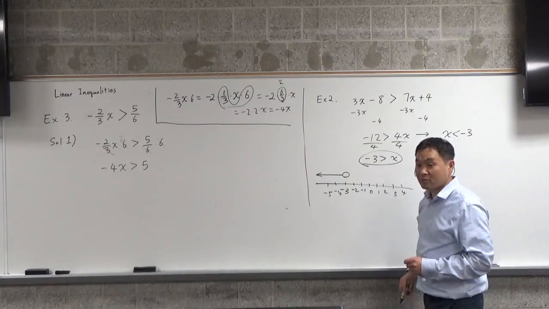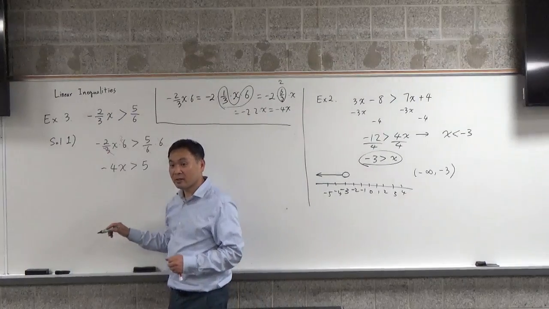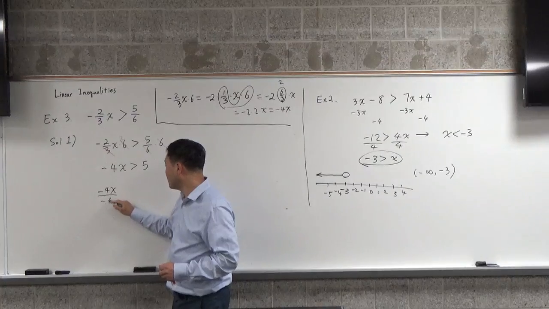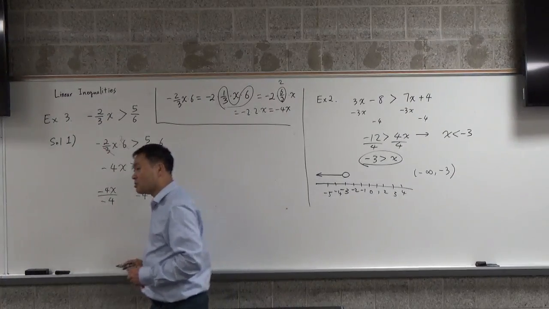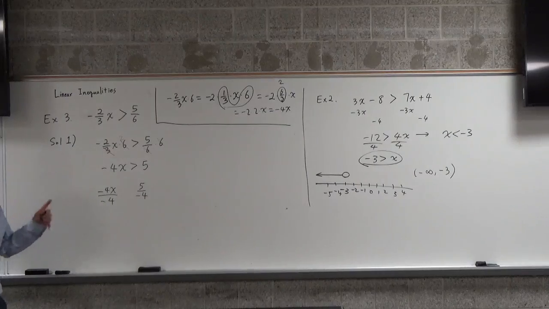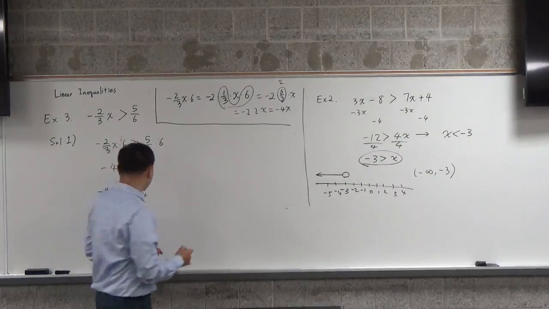Now how do you solve this? You divide by negative 4. But because this is an inequality, there's something else you have to do. What is it? Change the sign. You have to change the direction of the inequality. You have to flip the direction of the inequality.